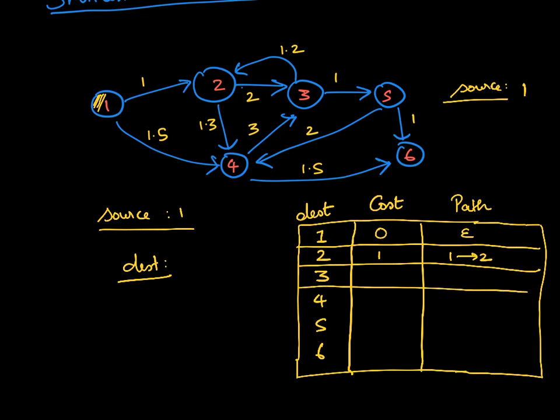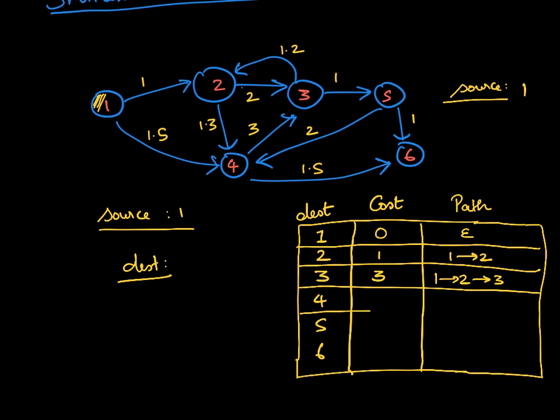What about from 1 to 3? If you look at it, there are many ways of getting from 1 to 3. I could go from 1 to 2, 2 to 3. The cost of that is 3. I could go from 1 to 4, 4 to 3. The cost of that is 4.5. Or 1 to 2, 2 to 4, 4 to 3, and there are multiple ways, but the shortest path is going to go from 1 to 2. For destination 3, the shortest path cost is 3, and it's going to go from 1 to 2, 2 to 3.